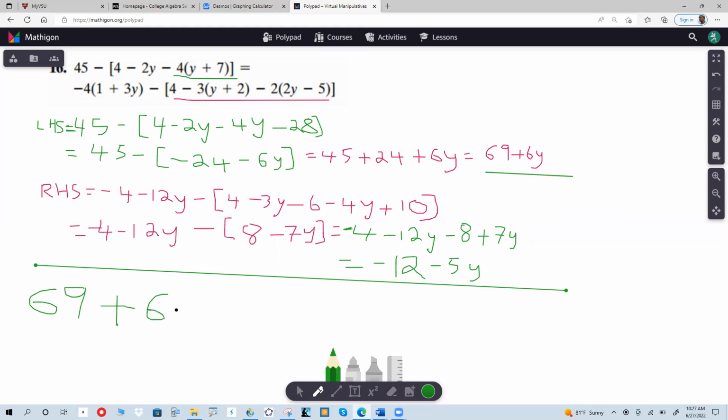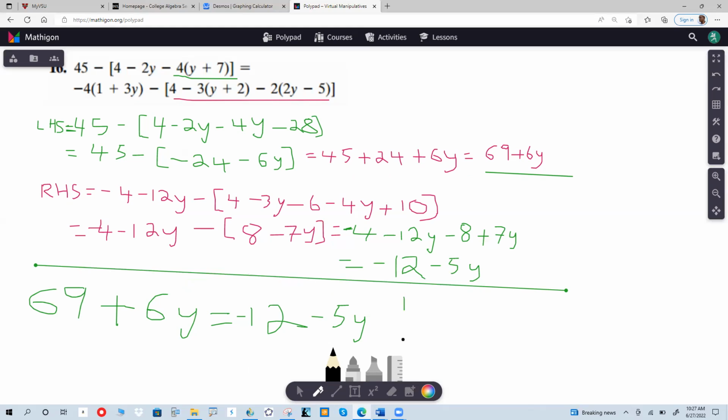plus 6y equals negative 12 minus 5y. And now I call it moving things around. Okay, people use different terms. We are supposed to isolate y. We want all the y's to be on the same side. Doesn't matter where you move it. If something goes from left to right, its sign will change. Something goes from right to left, its sign will change. So I'm going to move all the y's on the same side.